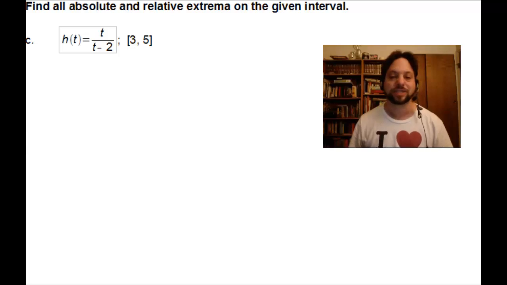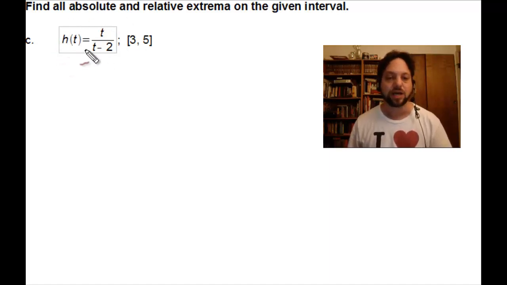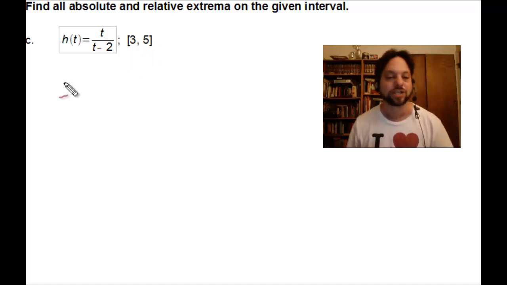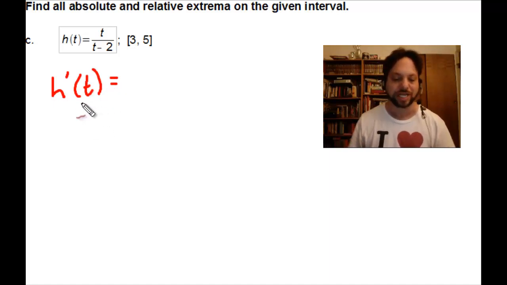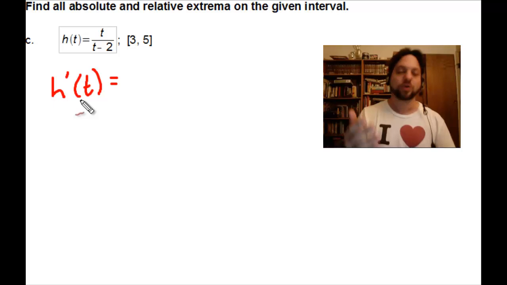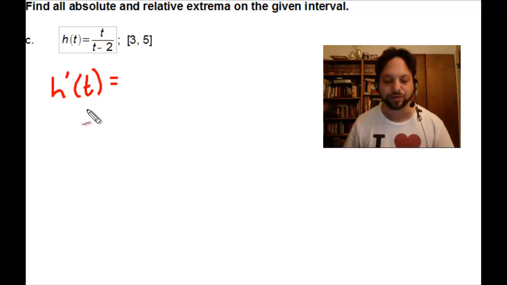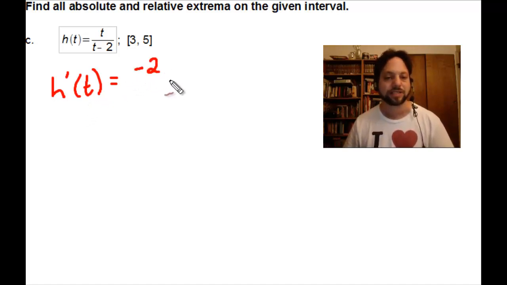Alright, now let's move on to example C, where we're going to do essentially the same thing. This time we're operating with this function, h of t, and our interval is a little bit different, from 3 to 5, but no big deal. We're going to begin by differentiating this, and of course I'm going to strongly encourage you to once again pause the video and try differentiating this on your own. If you do it correctly, what you should get is negative 2 divided by the quantity t minus 2 squared.